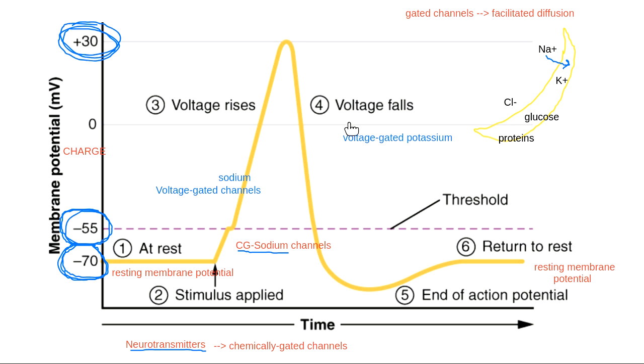Voltage gated potassium channel is going to move potassium using facilitated diffusion. When I open a voltage gated potassium channel, which way is potassium going to move? Where's potassium going to go if I open up a channel for it? Yeah, potassium's going to go down its concentration gradient. I've got a lot of it inside. Potassium is going to leave when I open up a channel for it.